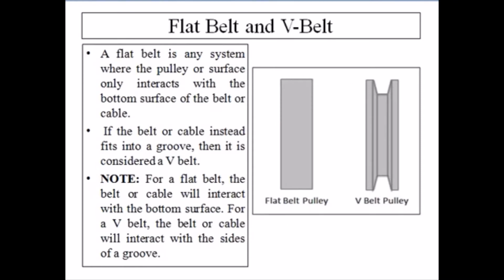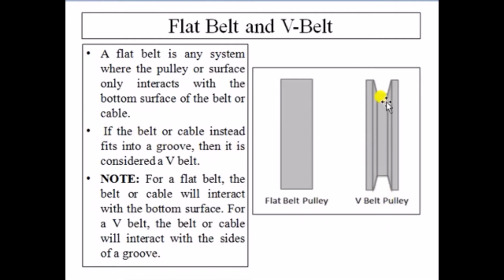Now in today's practical, what we are going to observe is going to be about the flat belt and the V-belt. So what are these two belts? A flat belt is a system where the pulley or the surface only interacts with the bottom surface of the belt. There is some flat kind of belt which is kept on the flat surface of the cylinder, so that is the flat belt pulley. In that case, the belt which will be used will be the flat belt. If the belt or cable instead fits into a groove, it will be something like this shown in the figure.